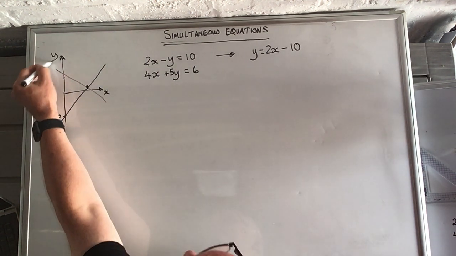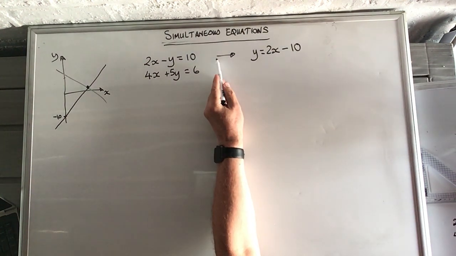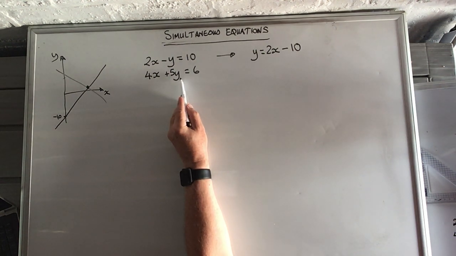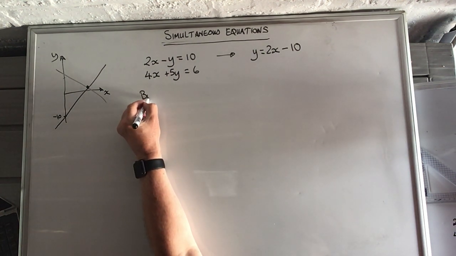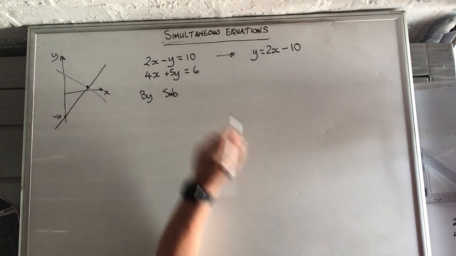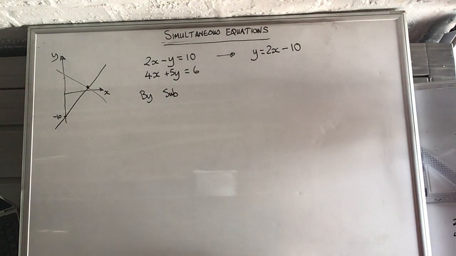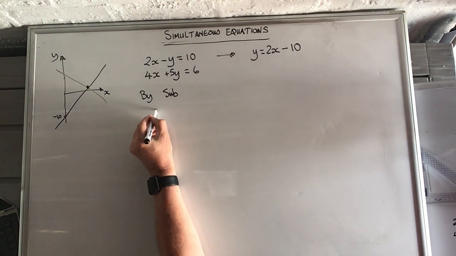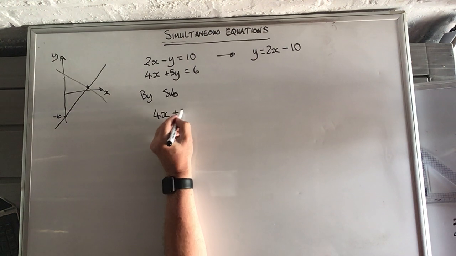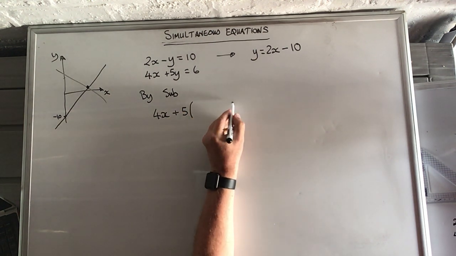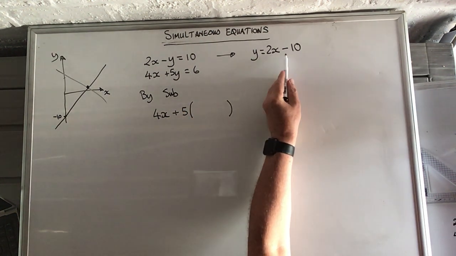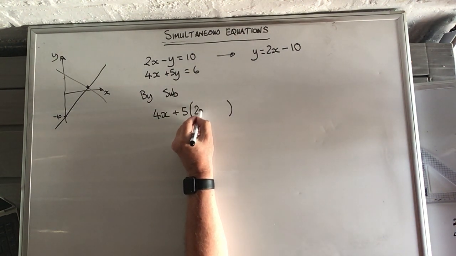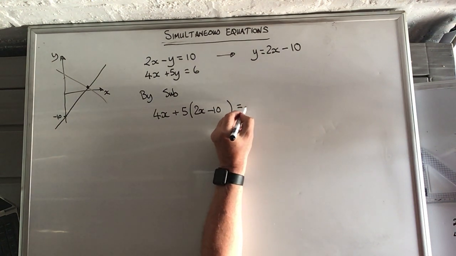Okay, so why did I do this? Why did I put in that? Because I'm going to use substitution, and I can now substitute in for y in here. So sub means substitution. Well, I'm going to write this equation out. So I've got 4x plus 5. Now I'm not going to write the y, I'm going to put in what y is from this equation, and that one there, rearranged into that, tells me it's 2x minus 10, and all that equals 6.